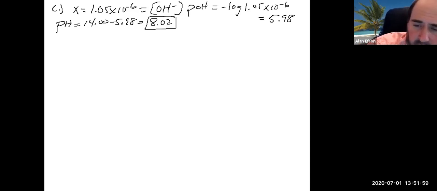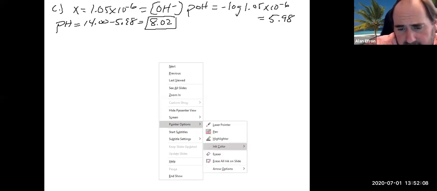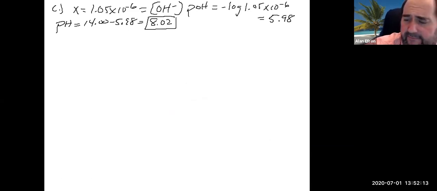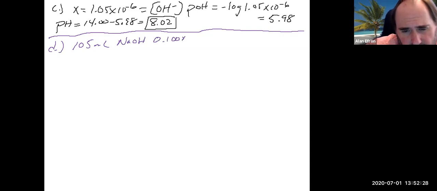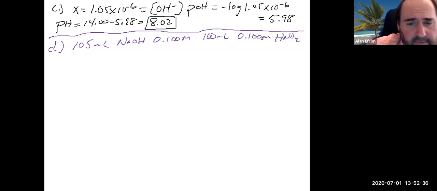All right, then we have one more part of this problem left, which is part D. And in part D, we want to know what is the pH after we've added 105 milliliters of the base. So we'll just pick up part D here. So part D is 105 milliliters of the sodium hydroxide, which again is 0.1 molar, added to 100 milliliters of our 0.1 molar HNO2. So obviously at this point, we're going to start it the exact same way.